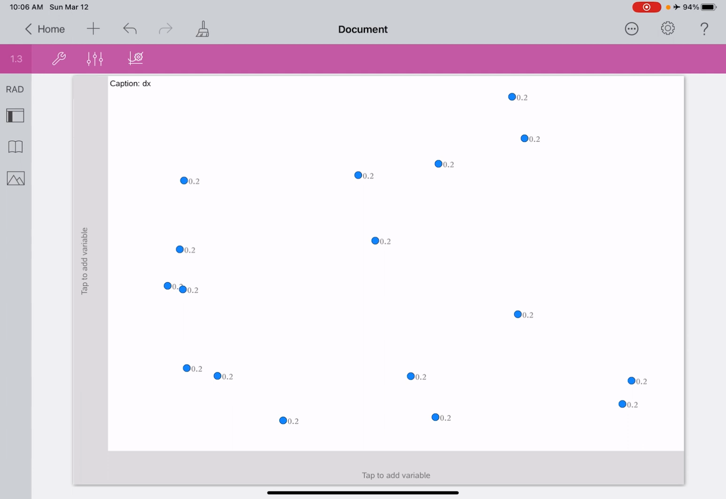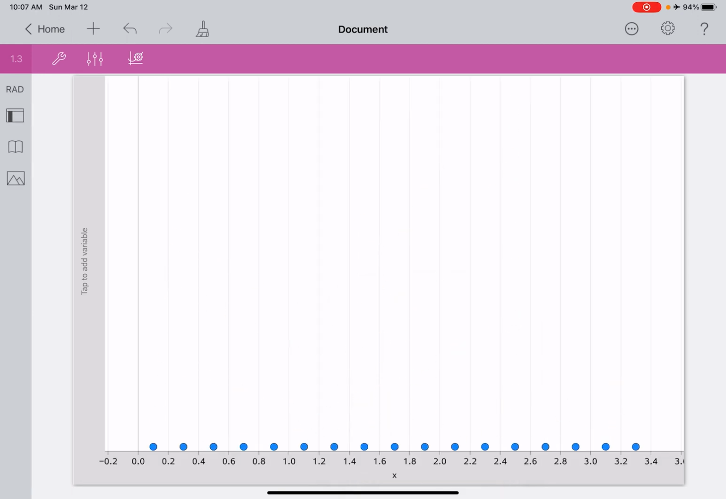But if you look down on the bottom of your screen in the center, it says tap to add variable. I think that happens for you guys too. So we're going to tap that, and I want this horizontal axis to be my x values. So you might need to hit your up or down arrow here, but I'm going to click X, woo, and all those dots kind of move. That was kind of neat.